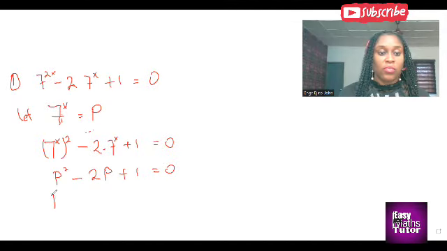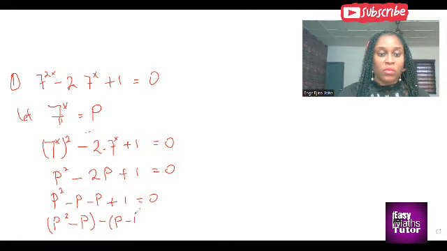So we'll say p squared minus p minus p plus 1, right? Equal to 0. So if we put them in brackets, we'll write p squared minus p, minus brackets p minus 1, equal to 0. Now I put minus here, then this became positive and this became negative. So if we factorize, that's this expression over here.